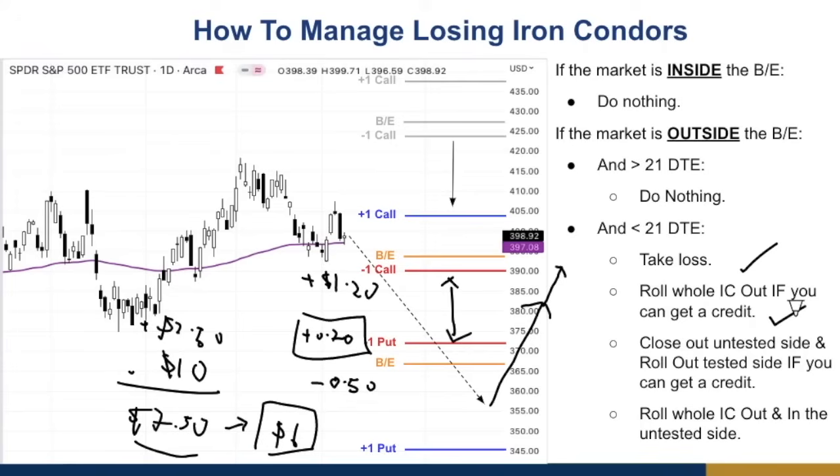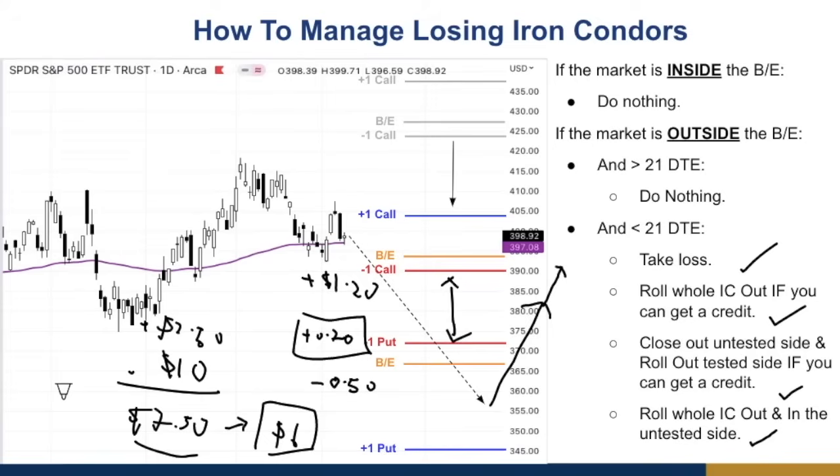You can roll out the whole iron condor if you can get a credit, or you can close out the untested side, and then the tested side you can manage as though it's a single credit spread, which I also talked about in my previous video on how to manage a losing credit spread. You can go and watch that video. Or if you want to be even more defensive, this is pretty defensive. What you're doing is rolling the whole iron condor out and then rolling in and out the untested side, so you get more credit to eventually reduce the maximum loss.